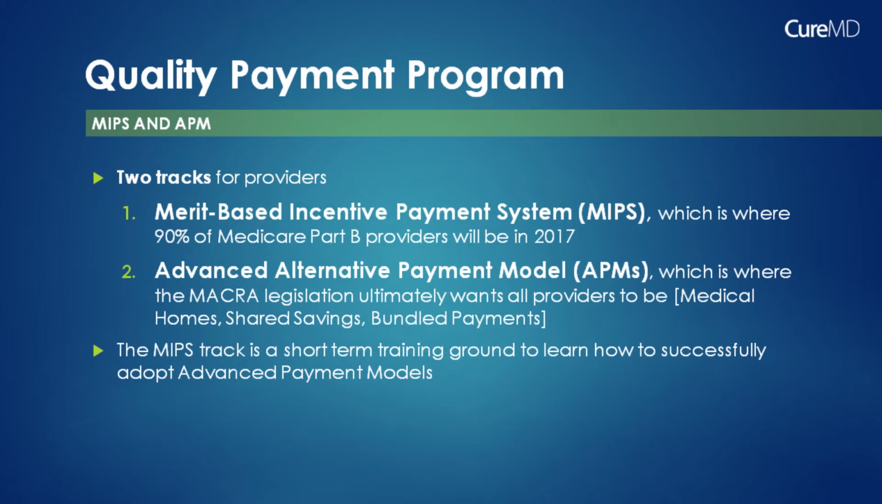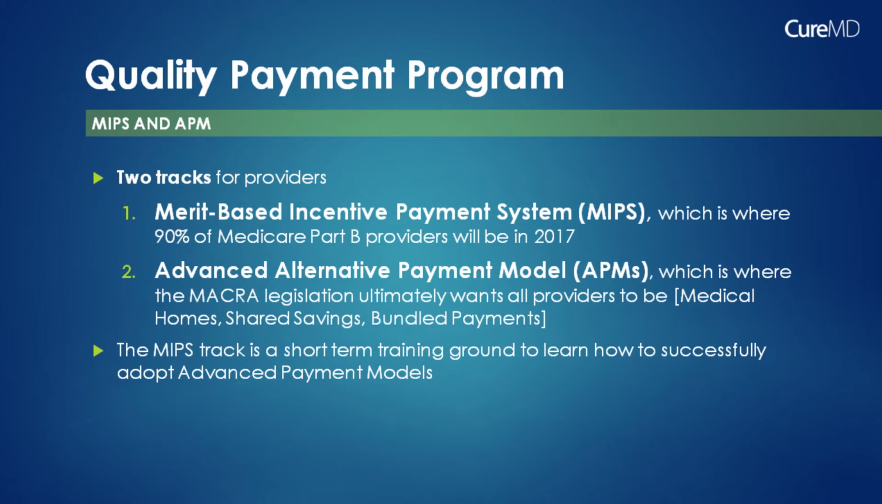So there are two tracks under the quality payment program, and the first one is abbreviated as MIPS, the Merit-Based Incentive Payment System. So this is where we predict the majority of Medicare Part B providers will be in the first year in 2017. And then there's the advanced alternative payment models. So alternative payment models already exist, and there are advanced versions of this that are going to be the second option for practices. These advanced alternative payment models are where the MACRA legislation wants all providers to be in a number of years.